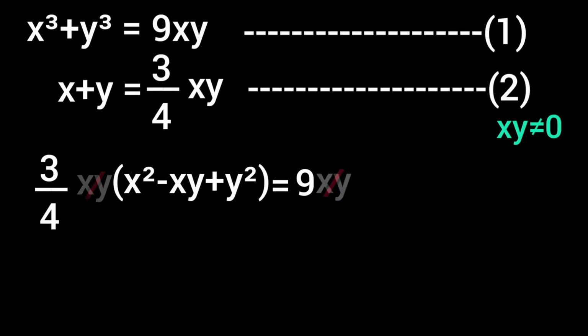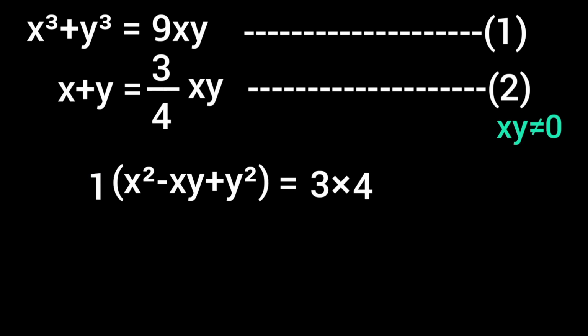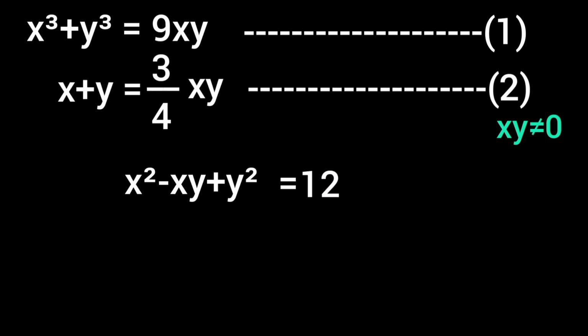Okay, now we've cancelled out xy, we can still divide both sides by 3, and to clear this fraction here, we can multiply both sides of this equation by 4. These two 4's can cancel each other out to leave 1, and 1 times everything here wouldn't change anything, and 3 times 4 is 12. At this point, there's nothing much you can do because 12 is 12, you can't change that.